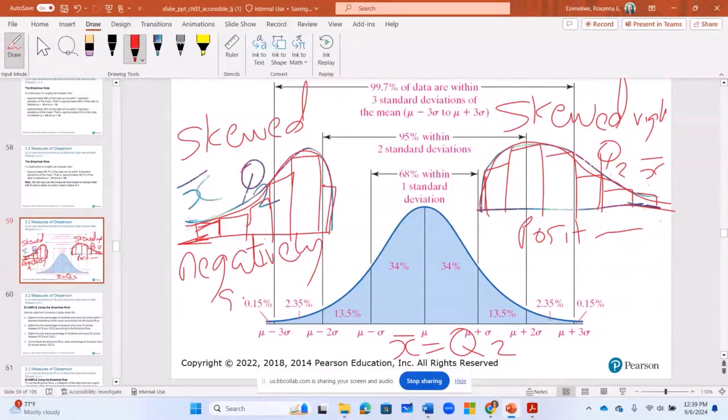Then, if a distribution is bell-shaped, we say it is normally distributed. We can call it a normal curve. There are so many properties of normal distribution, and we're starting to talk about them today. And by the way, statistics is about normal distribution.